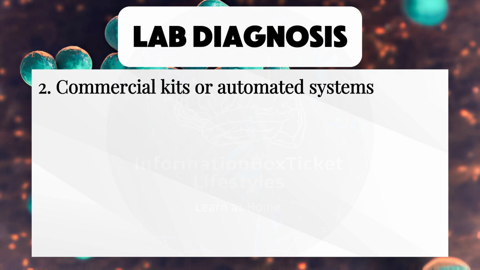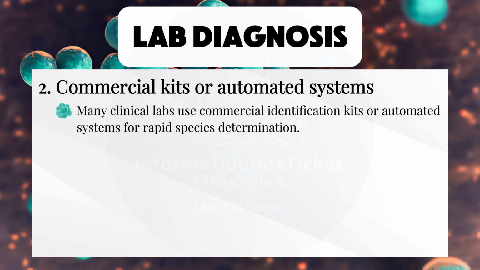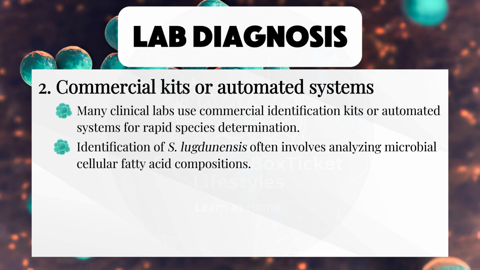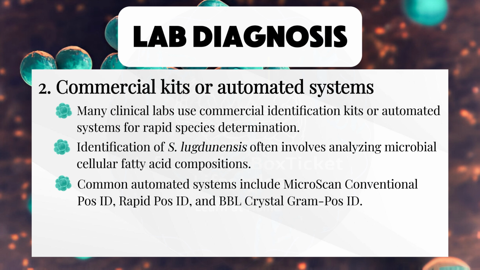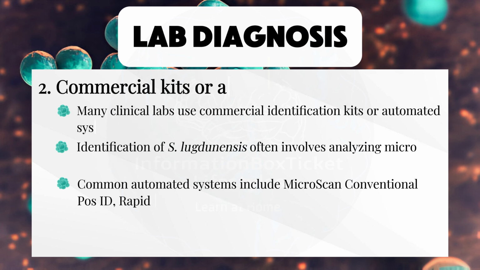2. Commercial kits or automated systems. Many clinical labs use commercial identification kits or automated systems for rapid species determination. Identification of Staphylococcus lugdunensis often involves analyzing microbial cellular fatty acid compositions. Common automated systems include MicroScan Conventional Pos ID, Rapid Pos ID, and BBL Crystal Gram-Positive ID.